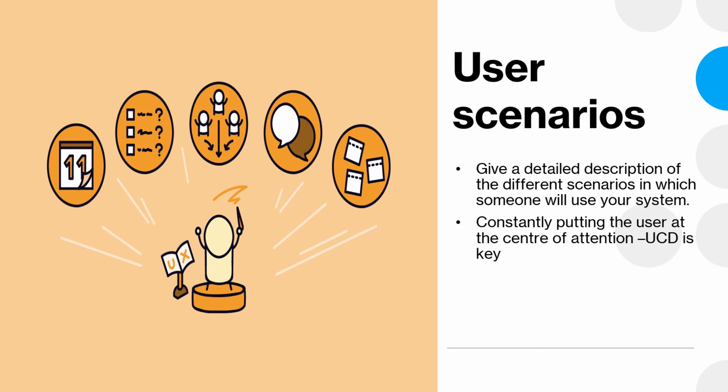And the benefit of that is that you're constantly trying to put your user at the center of attention. Remember at the beginning that we said user-centered design is key. So you need to make sure that you put your users at the center of attention. You're constantly engaging with your users. You're constantly trying to put your users first before everything else, because at the end of the day, your users are going to be the ones that use your system. So we want to make sure that in each persona there are different scenarios in which people would want to use our system.